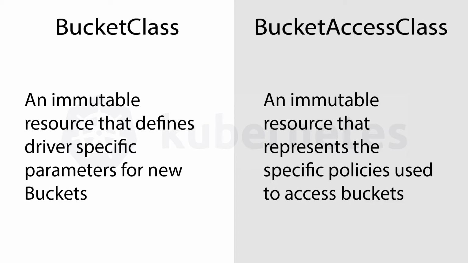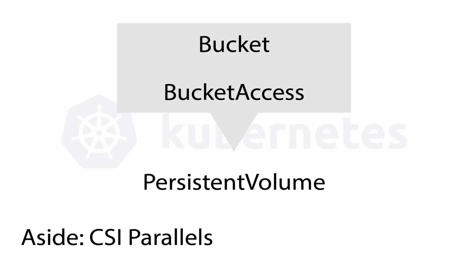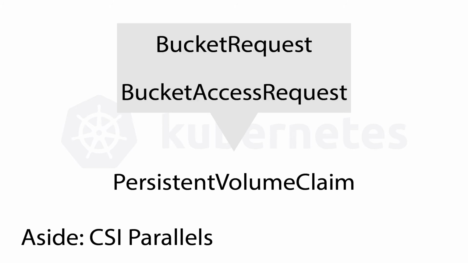The former defines driver-specific parameters used to create the bucket, and the latter is used to provide specific access policies for the bucket. When designing COSI, we drew on similar principles from the Container Storage Interface or CSI project. As a result, we can draw some interesting parallels between the APIs for both projects. Namely, the bucket class and bucket access class are similar to the storage class. The bucket and bucket access serve a similar purpose as the persistent volume, and the bucket request and bucket access request are used in the same way as a persistent volume claim.